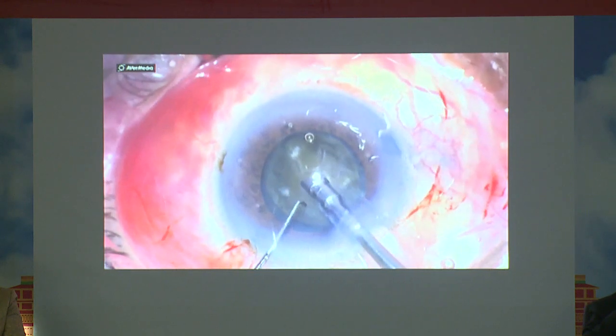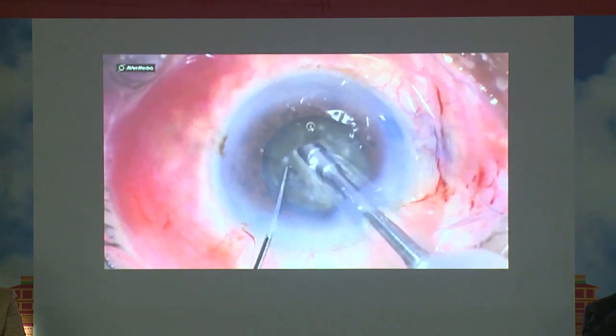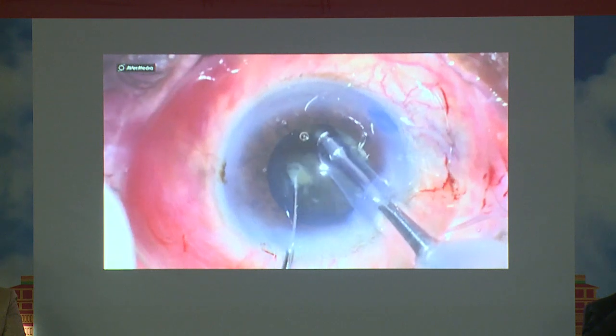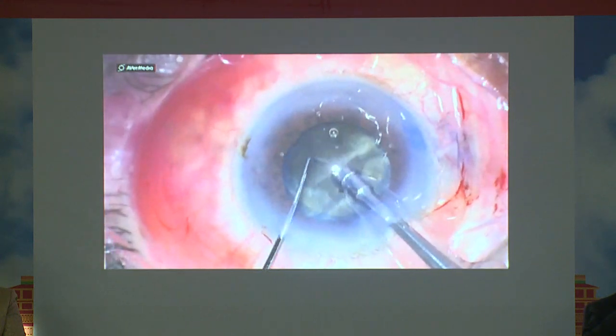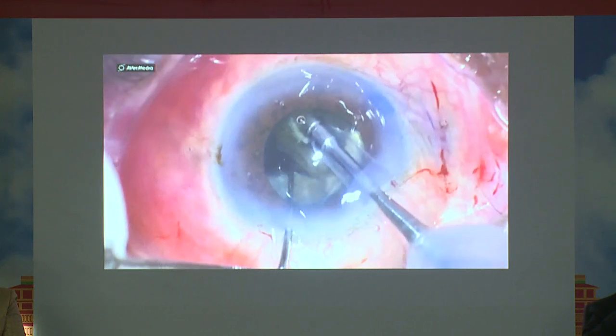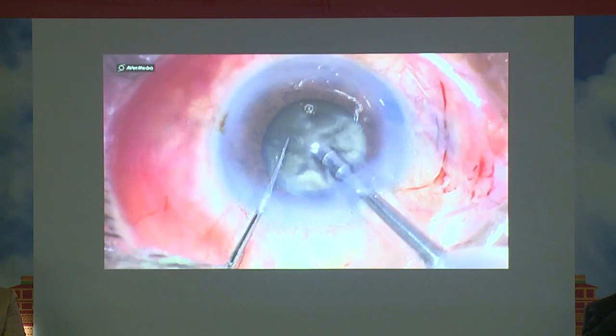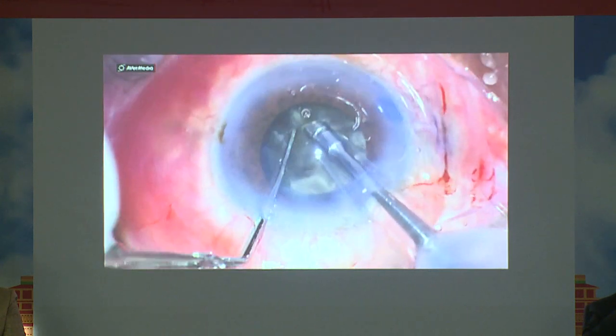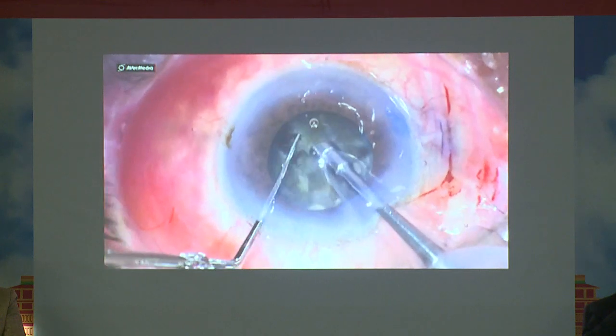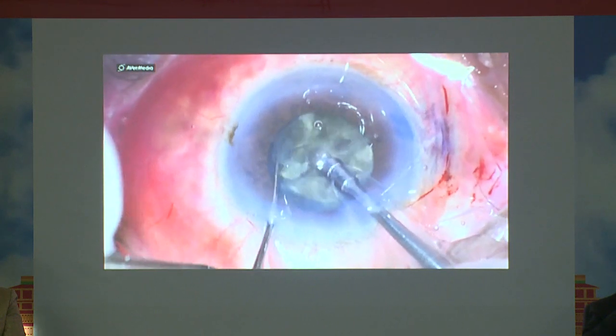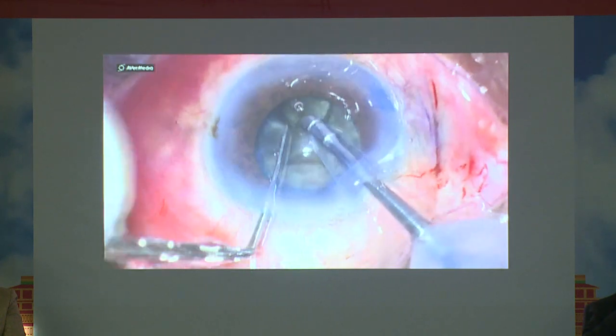And here, just to make the central trench. And again the vertical chop. So in this vertical chop, definitely the high vacuum and high flow rate help. And the hold of the nucleus should be very good.